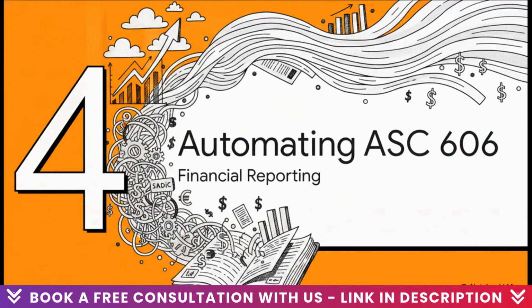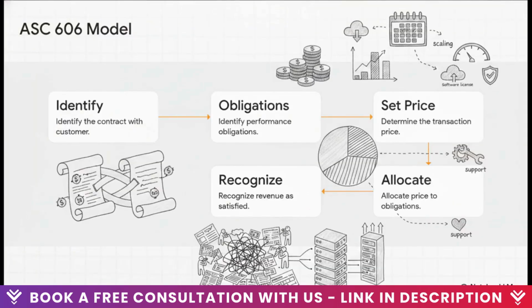Section 4. Automating ASC 606 compliance. Okay, let's shift our focus entirely from operational logic over to the nightmare that is financial reporting. Under the ASC 606 and IFRS 15 accounting standards, you can't just recognize all your revenue upfront anymore. You absolutely have to follow this strict 5-step framework.